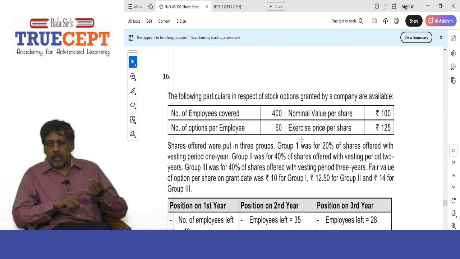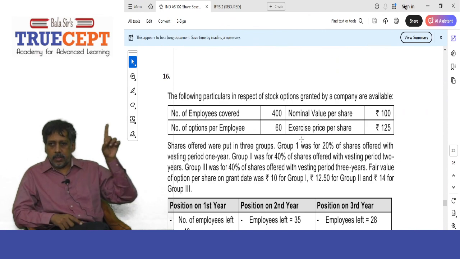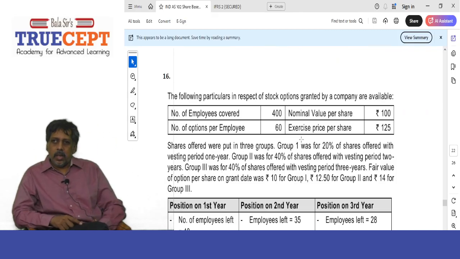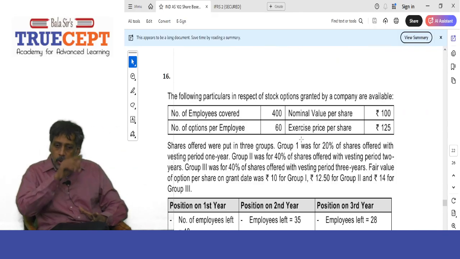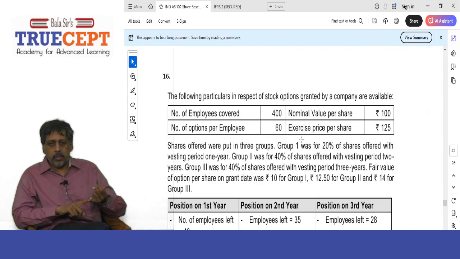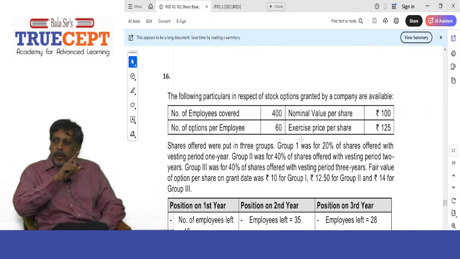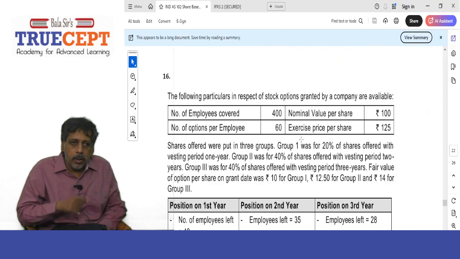Is that fine? Yes. And then what is given? It is number of options per employee, 60 options. That means each employee has an option to buy 60 shares in the company. And then it is given that the nominal value, face value of 1 share is rupees 100 that will be allotted to the employees on exercise. And the employees will have to pay rupees 125 for every share they are going to buy from the company.